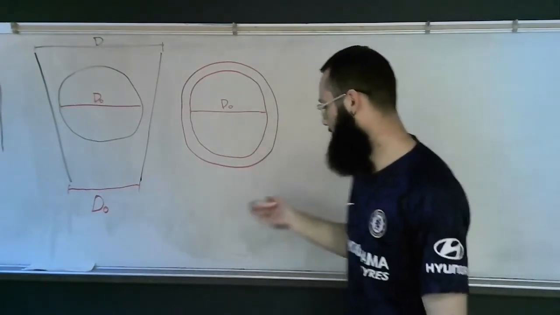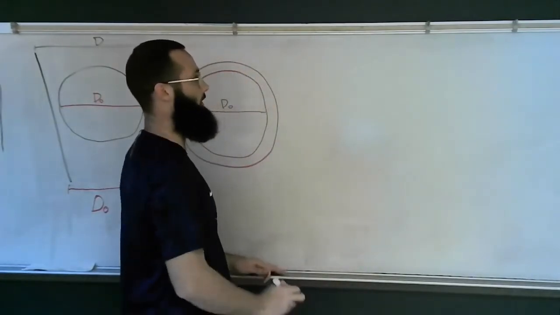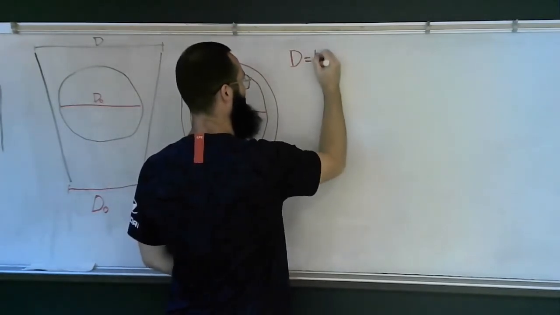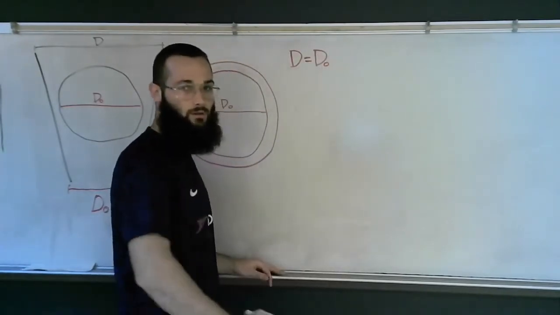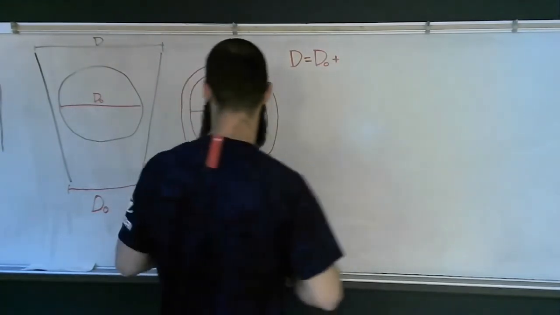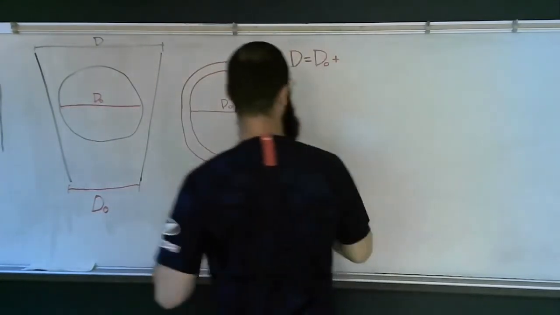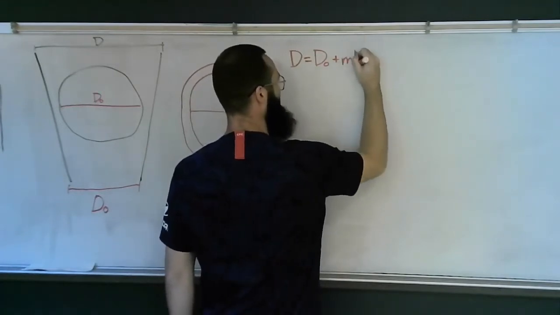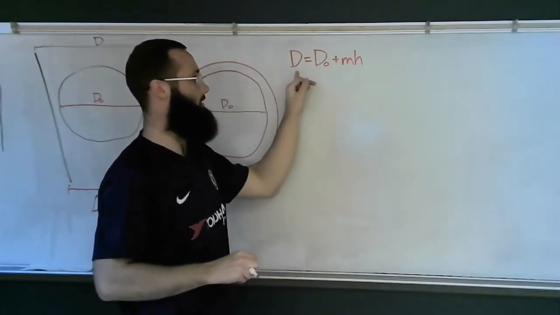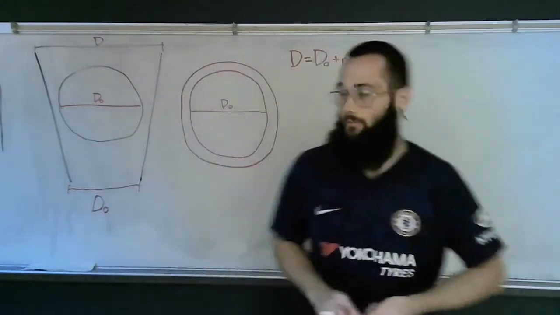So d naught is going to be our starting point. So let's start our equation. And we're going to use the most basic equation of a line that there is. So d is what we want, is going to be equal to d naught, that's as small as the diameter gets, plus the slope of this line times the height. And so the slope of this line we'll just call n. So that will be our equation, and that's as simple as it is to relate the diameter to the height of the fluid, or to the height of the ball, rather.